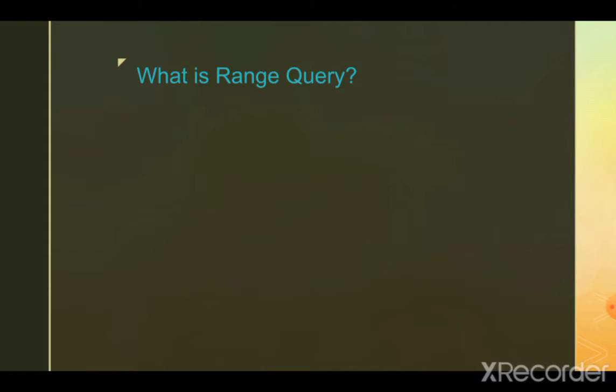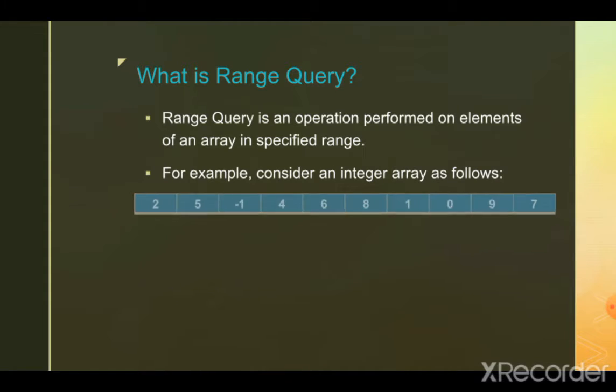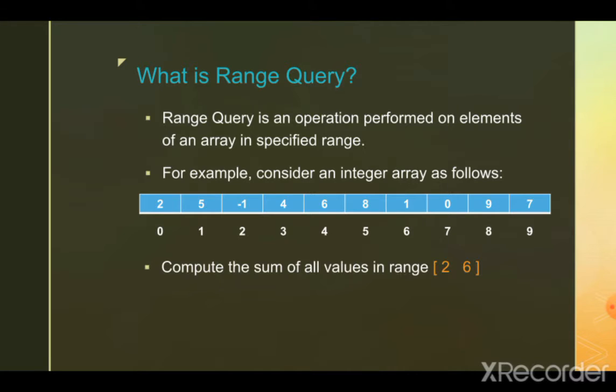So what are range queries? A range query is an operation performed on elements of an array in a specified range. For example, consider an integer array as follows. Its indices are mentioned below the values. One example of a range query is: compute the sum of all values in range 2 to 6 inclusive.